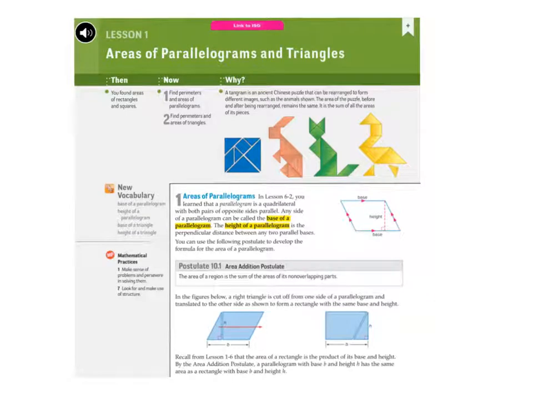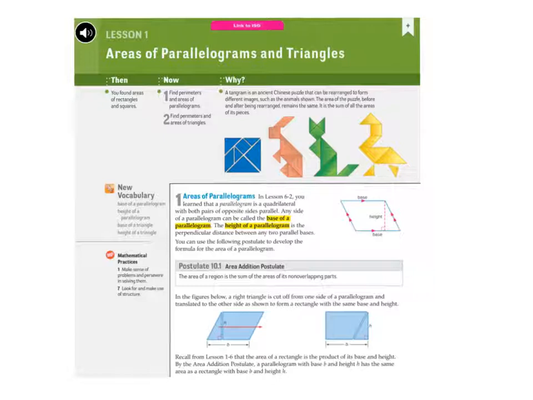Okay, so now we're starting chapter 10, areas of all things. Bear in mind when we do areas, you've got formulas for everyone, so don't forget we need to do formula, line of working out, and then answer. So we started off in lesson 1, area of parallelograms and triangles.